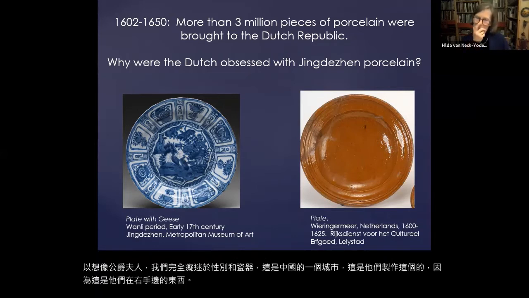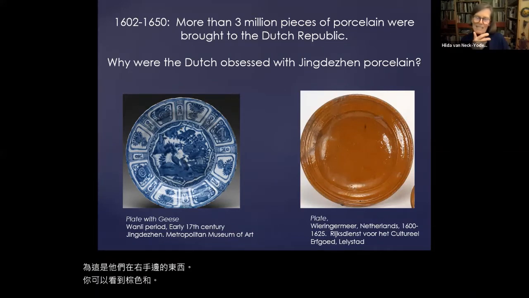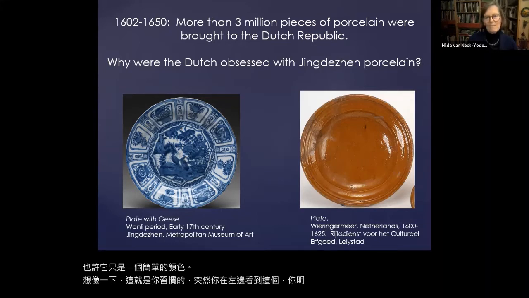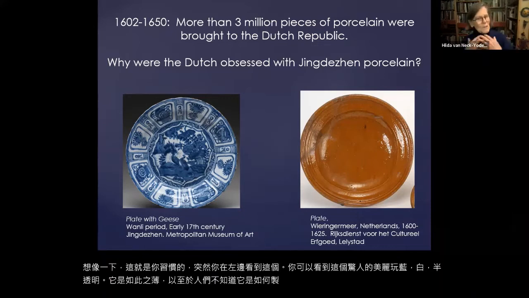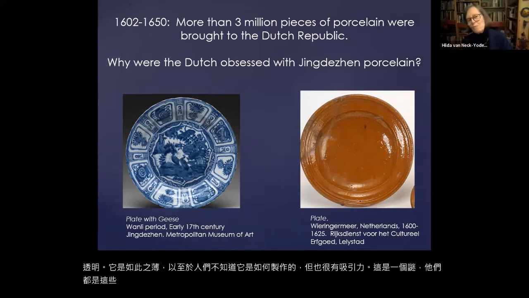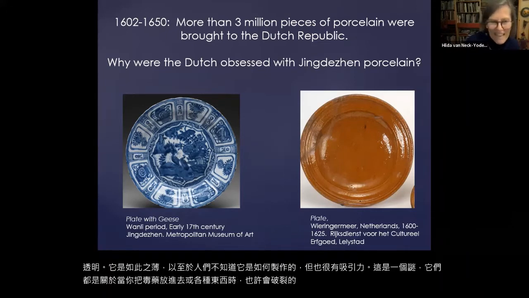You can see the brown clay, it's just a simple color. Imagine that that's what you're used to. And suddenly you see this on the left, you see this amazingly beautiful plate, blue, white, translucent. It's so thin, it's so hard, and people have no idea how it's made. That is what also is attractive. It is this mystery. And there are all these stories about it. Maybe it breaks when you put poison in it, or all kinds of guesses that people have. Next slide, please.